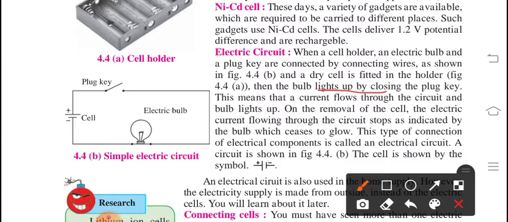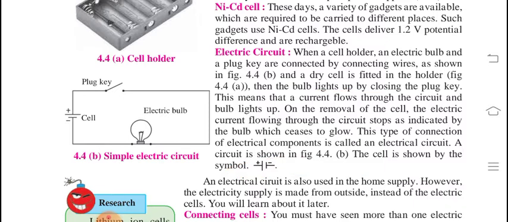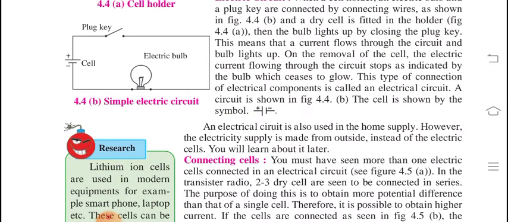A circuit is shown in the figure. The cell is shown by the symbol plus minus. Obviously positive and negative charges are there, that is why the plus minus sign is there.